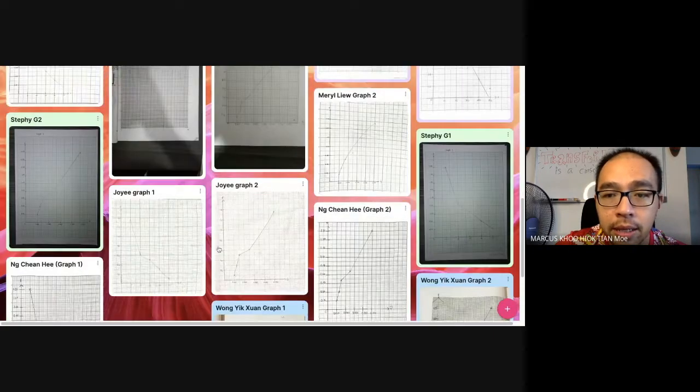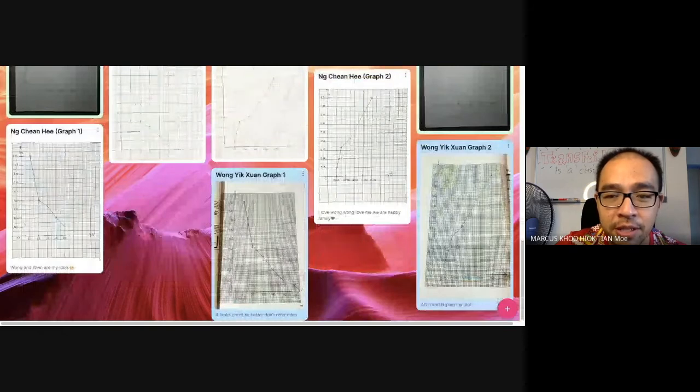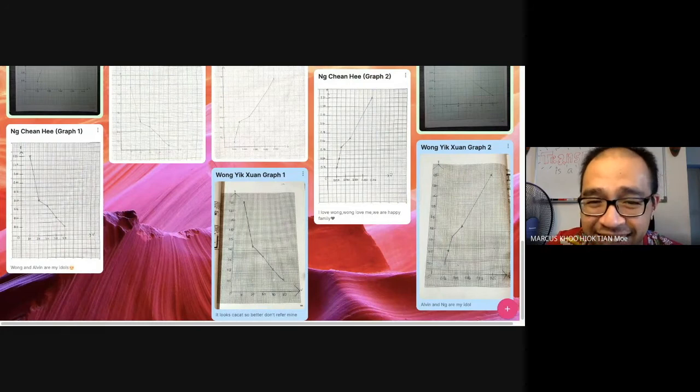And then there were some people. Let me come back to these two boys here, Eng Chen He and Elvin and Wong. I don't know why you all are praising each other. I love Wong, Wong love me. We are happy family. I don't know what's happening with these two.